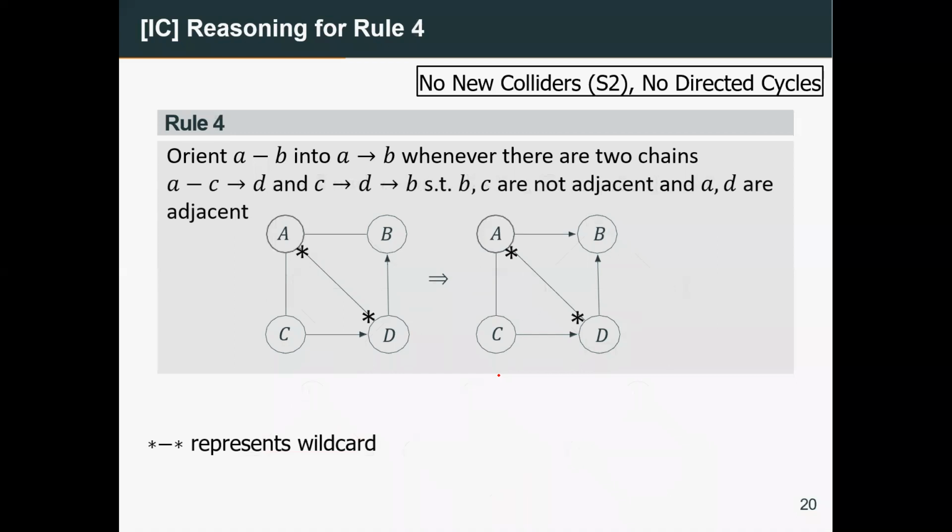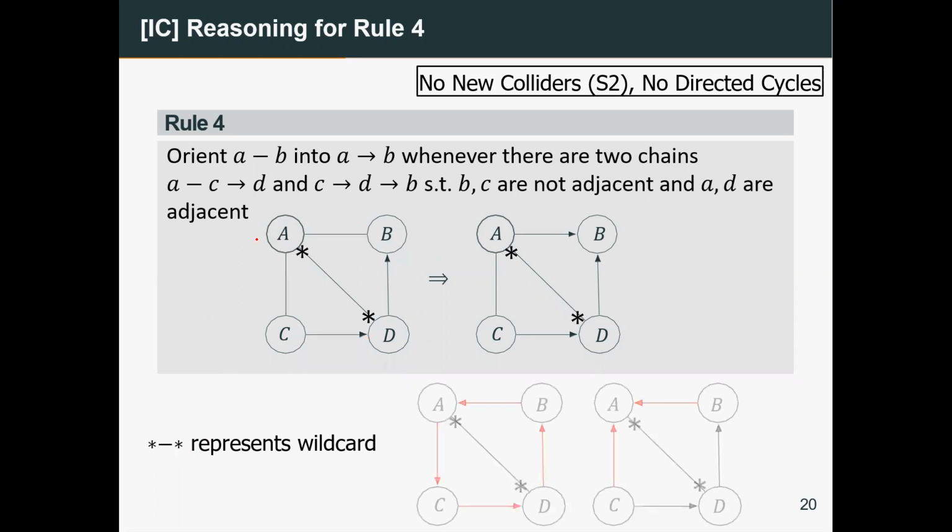I think it's clear. Okay, so then the fourth rule is that if we have this chain, A undirected to C and C going towards D, and we have a directed chain from C to D and D to B, such that B and C are not adjacent, and A and D are adjacent, what we want to do is orient this edge A going to B. And the stars just represent wildcards. So it essentially means we don't care if there's an arrow there or not.